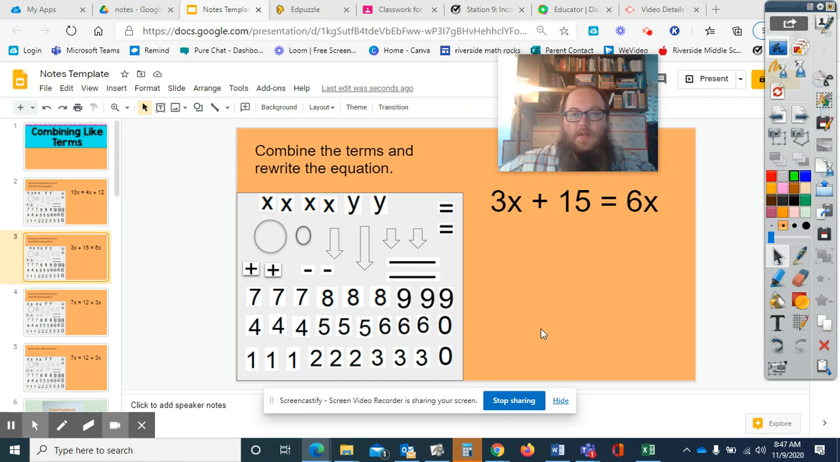Okay, so let's look at another type of example. Now here I tried to be a little bit tricky with you, but I'm pretty sure you can figure this out. Because what I've done this time is I've actually put the 6x on the right-hand side as opposed to the left-hand side. Yeah, tricky, tricky. But here's what we're going to look at.